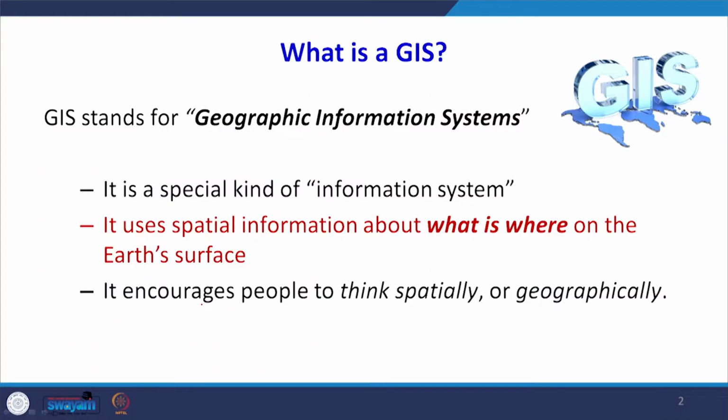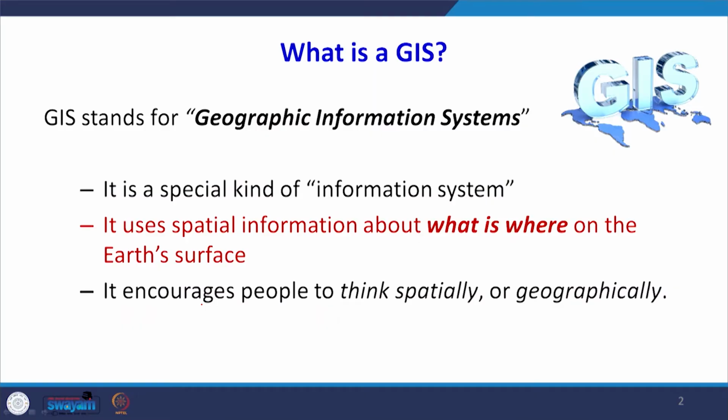What is a GIS? GIS is a term which is called Geographical Information System. In the literature you will find Geographical Information Science also. So this is a special kind of information system. When we are talking of the information system, naturally we need some kind of hardware and software support, and with the help of this information system, we can carry out some kind of spatial analysis, and a spatial analysis is what is where.